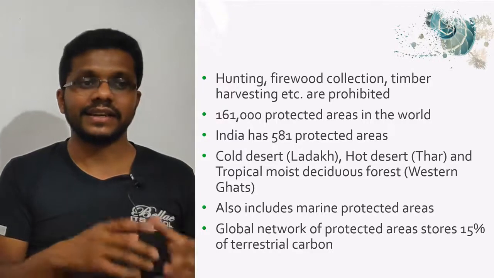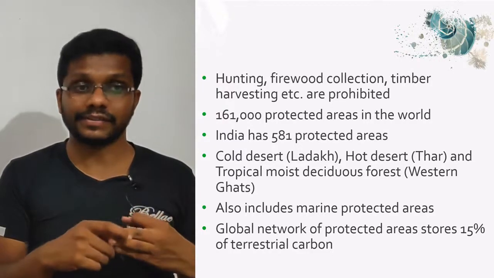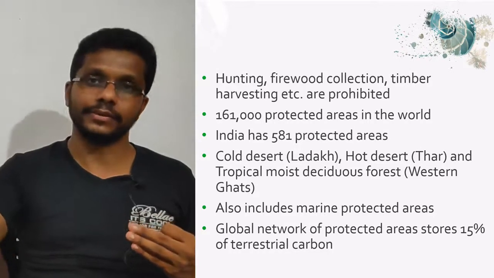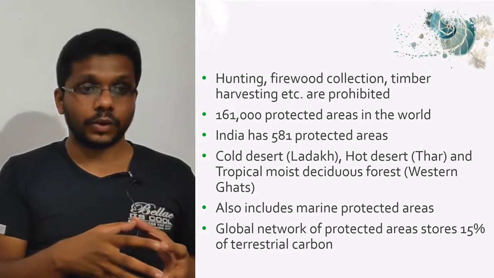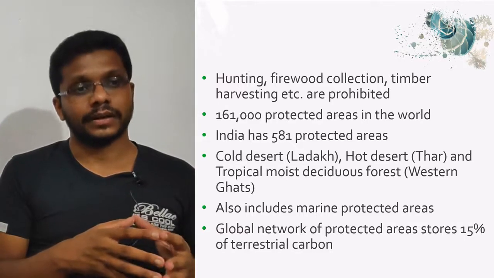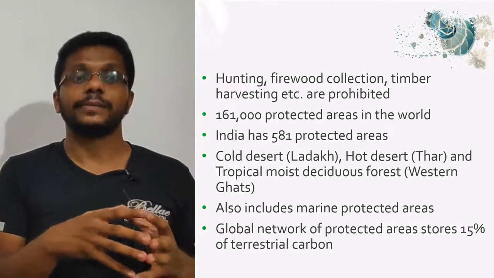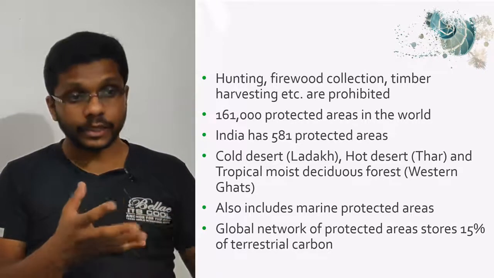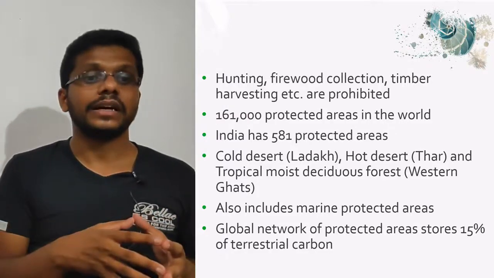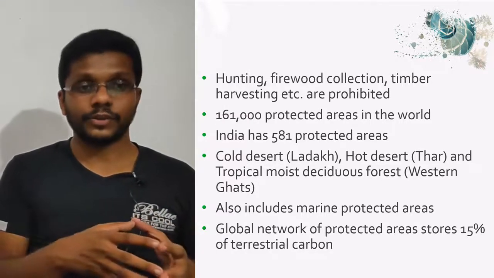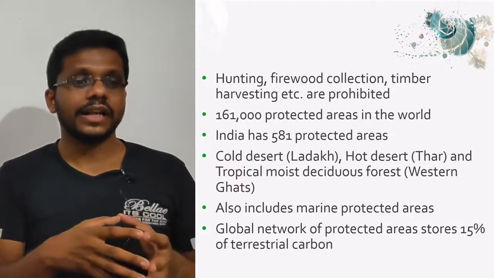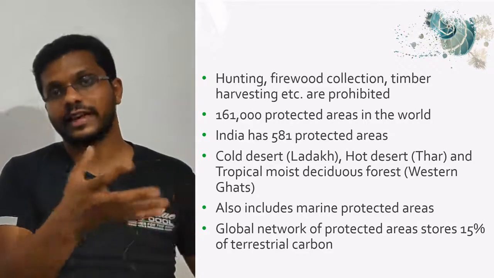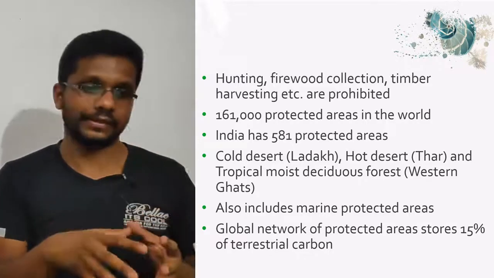In these protected areas, hunting, firewood collection, timber harvesting, all of them are prohibited to ensure the safety of the biodiversity. And in all of the world, there are about 161,000 protected areas, and India has 581 protected areas. It includes cold desert, which is Ladakh, then hot desert Thar, tropical moist deciduous forest, Western Ghats. These protected areas also include marine protected areas, which are also marine hotspots for biodiversity.